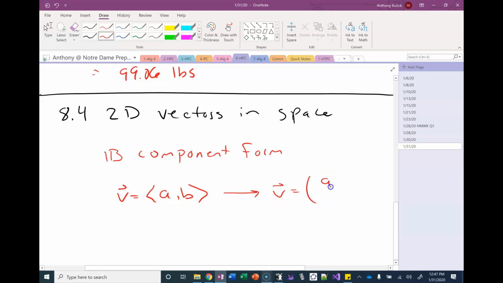If we were going to write it in this IB component form, we're just going to write it like this. So we're going to write the components vertically. And instead of using a wedge, we're going to use a parenthesis. That's all. Everybody okay with that? Okay.